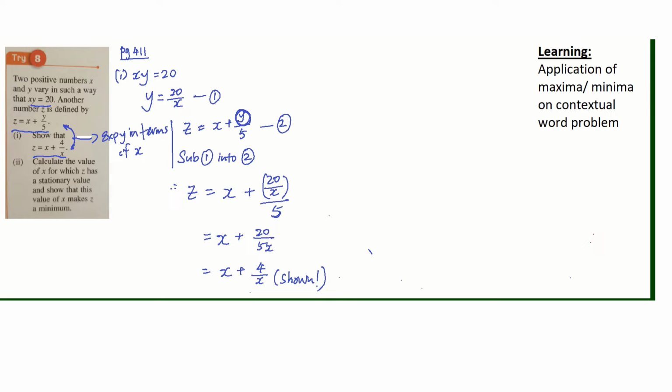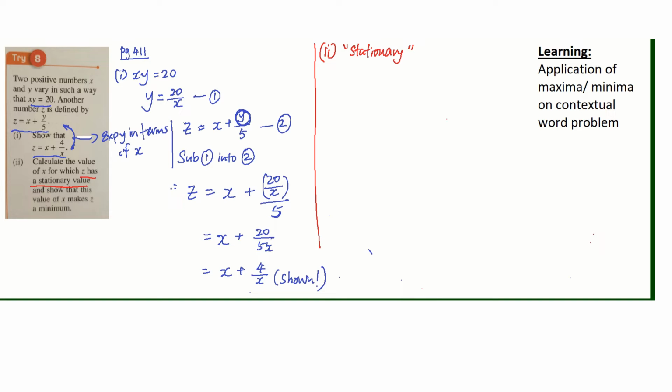Okay, now let's have a quick look at part 2. We are supposed to calculate the value of x for which z has a stationary value. We'll go to the show part later on, but when we talk about stationary value, does the key phrase stationary ring a bell? That is a word that has been coming across pretty consistently in all the questions yesterday.